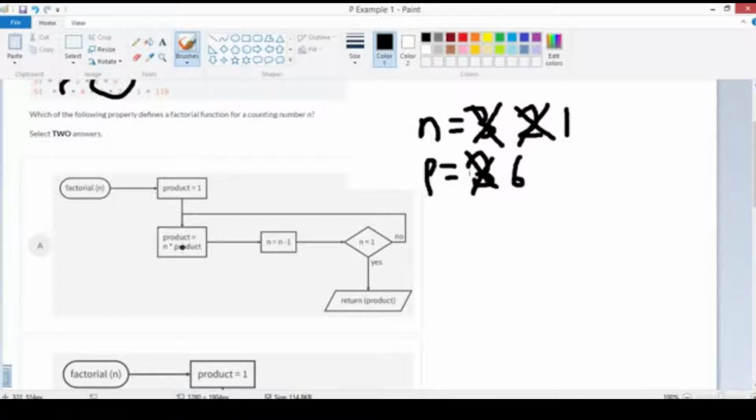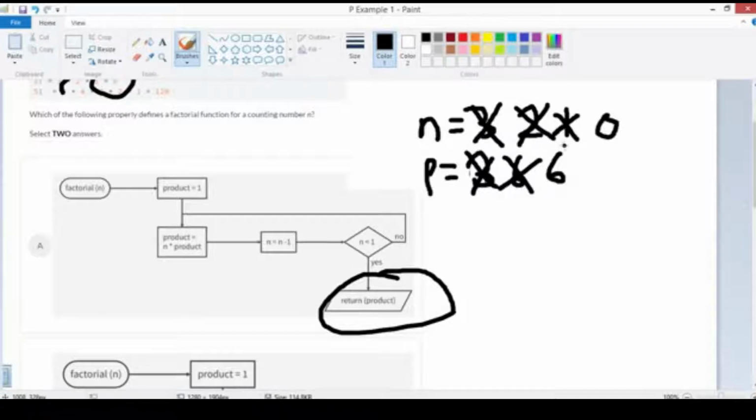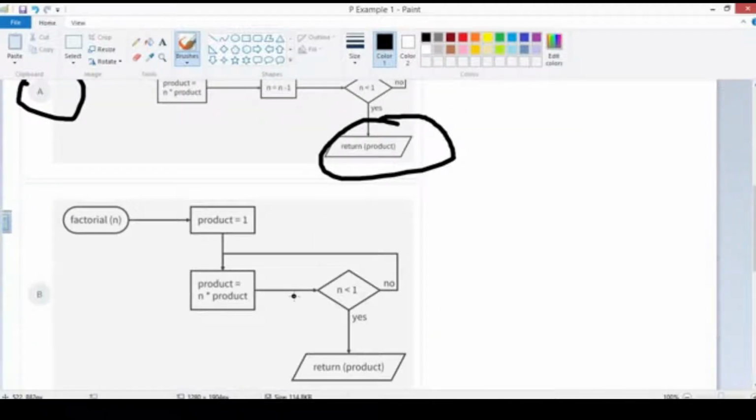We set product equal to n times the product. n is 1, product is 6, so it's equal to 6 again. n equals n minus 1, which is now 0. n is less than 1, so we go down the yes route and return our product, which is 6. So we know A is one of our answers. Let's try another one.